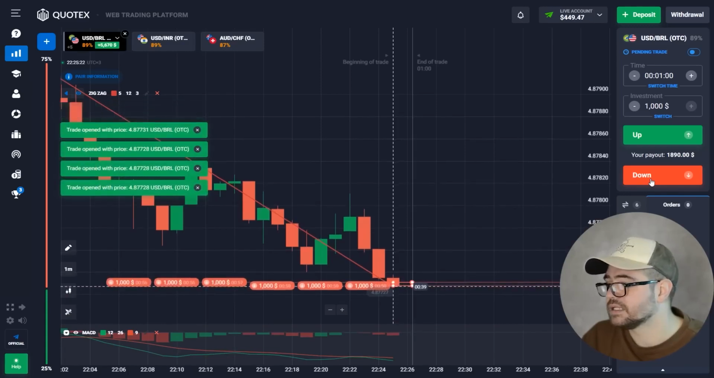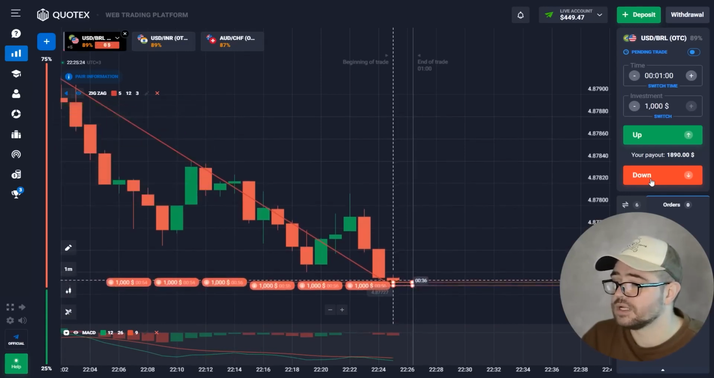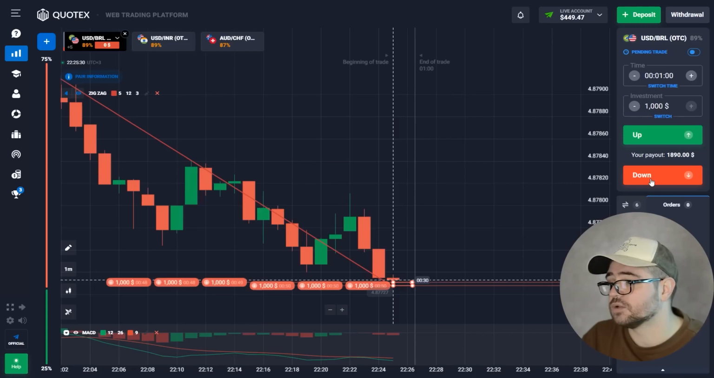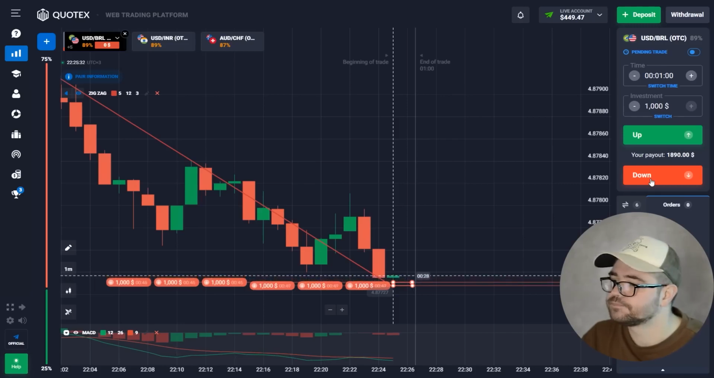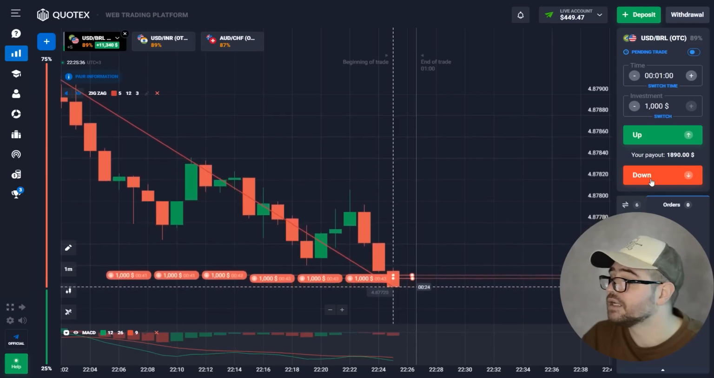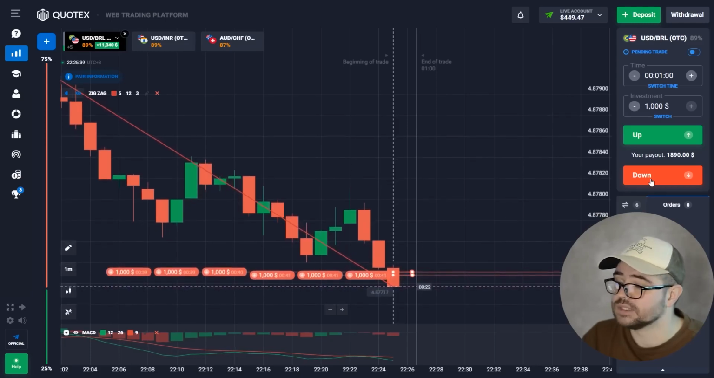It's 1 minute, not so long, so we should be good with this indication. The zigzag also, we had a little bit of a breakthrough there, but it could be a false one. So let's wait for the result.